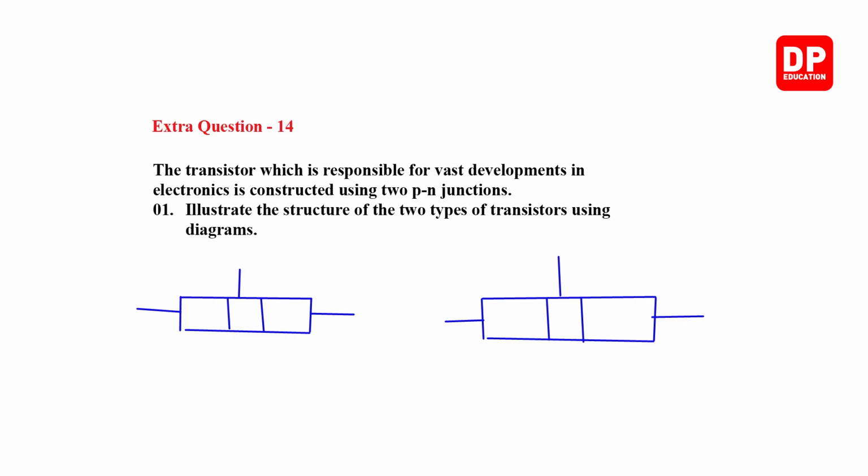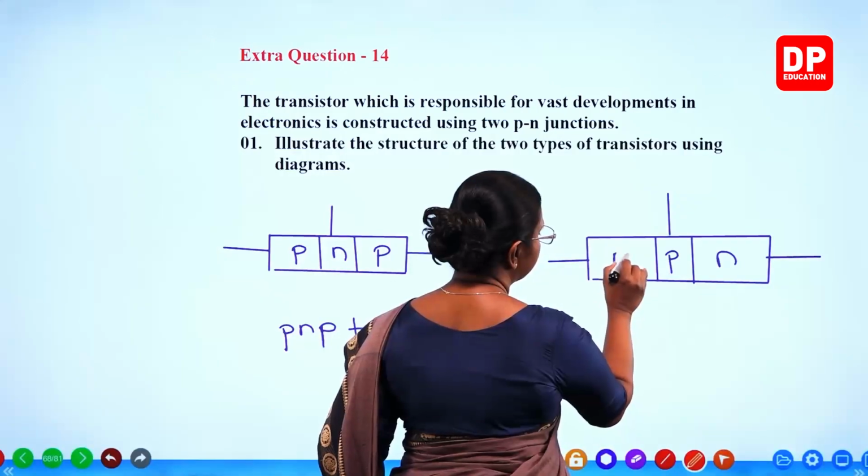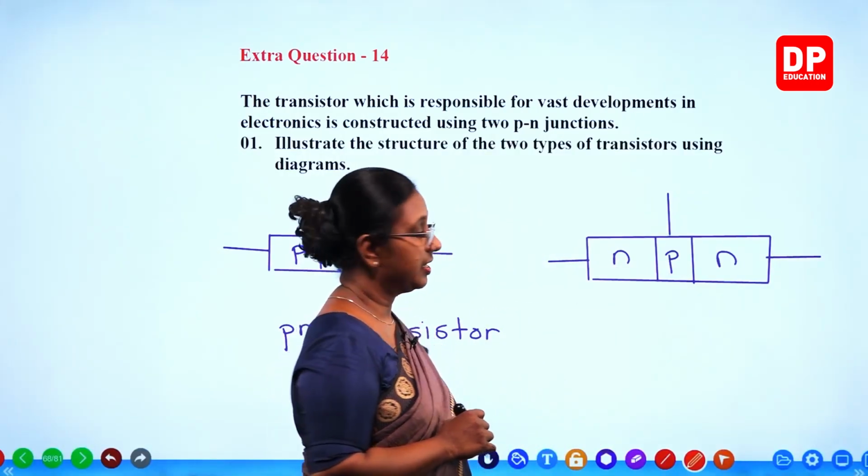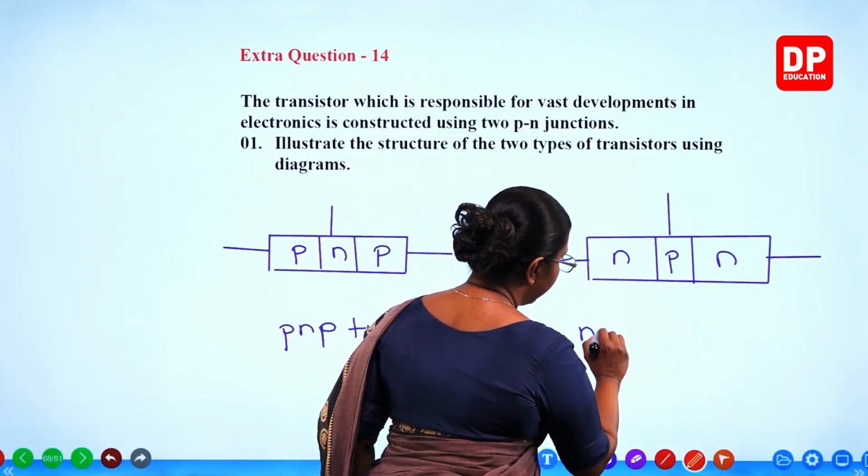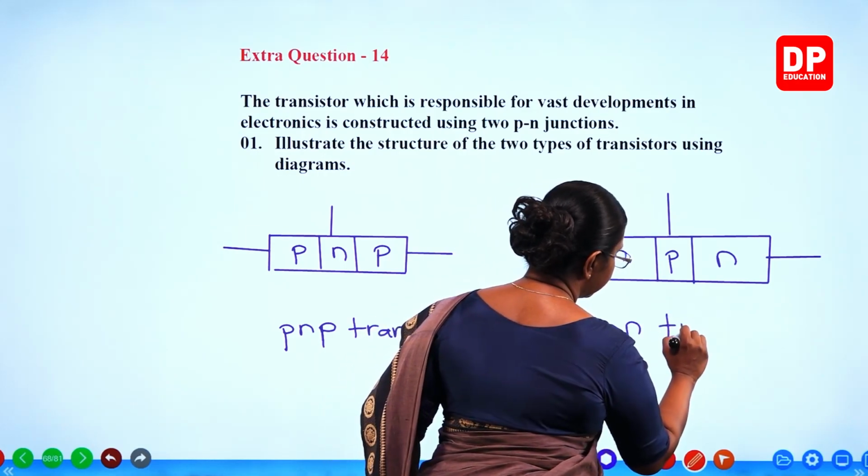So, here if it is a PN junction, to that if you add another P, then you get the PNP transistor. This is the PNP transistor. And here, if you have the PN junction, if you add another N region there, then you get the NPN transistor.